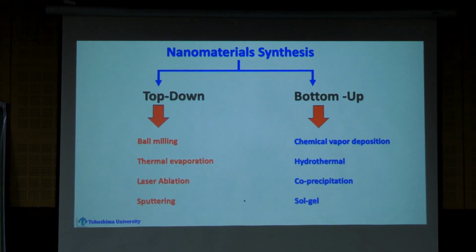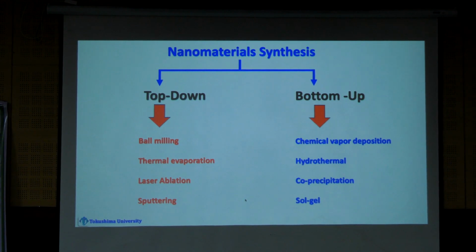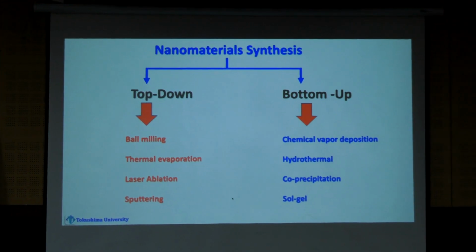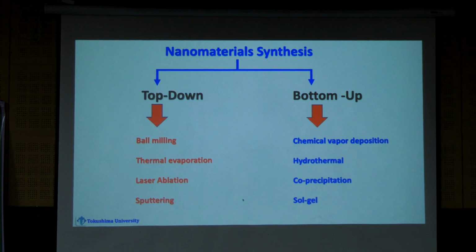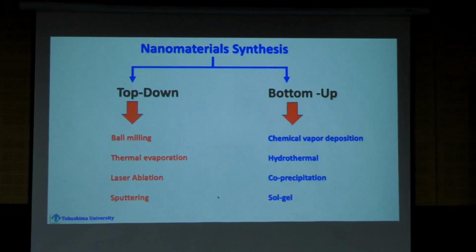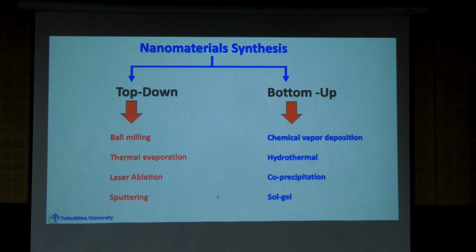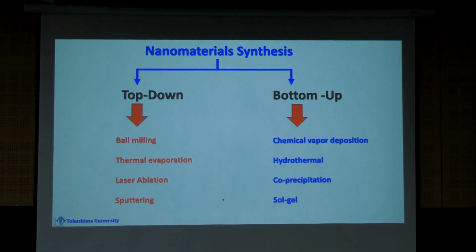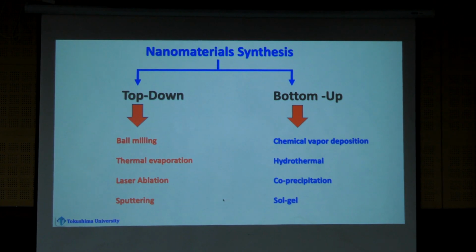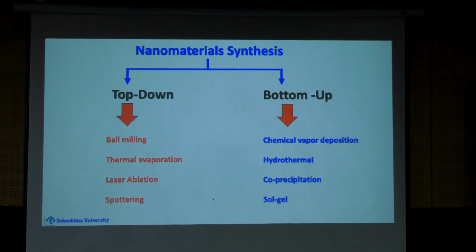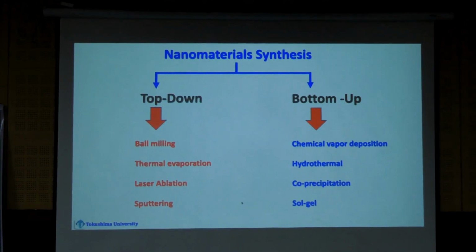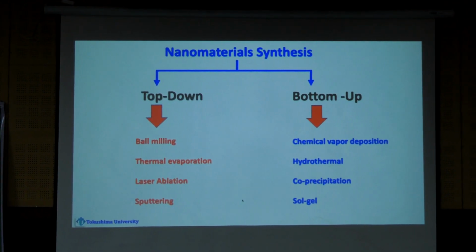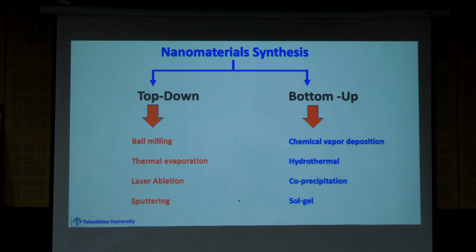In case of bottom up, chemical vapor deposition, hydrothermal, co-precipitation and sol gel. So chemical vapor deposition is a bottom up technique. Hydrothermal is also bottom up, and co-precipitation, like chemical methods. You took certain kind of chemical, mix it, the reaction occurs at certain temperature, that is called as co-precipitation. And another is making sol and gel and mix them together, that is sol gel method.